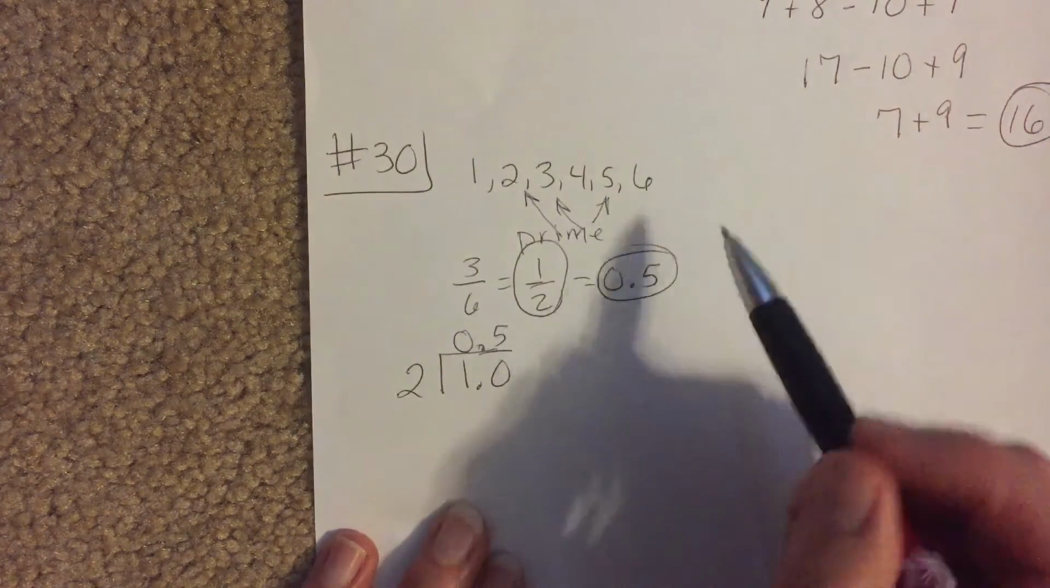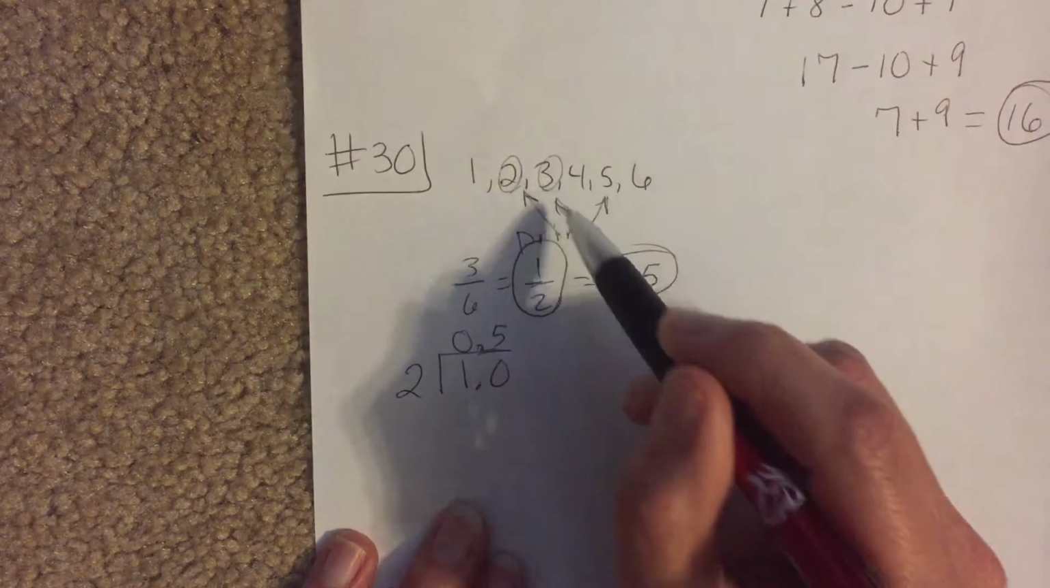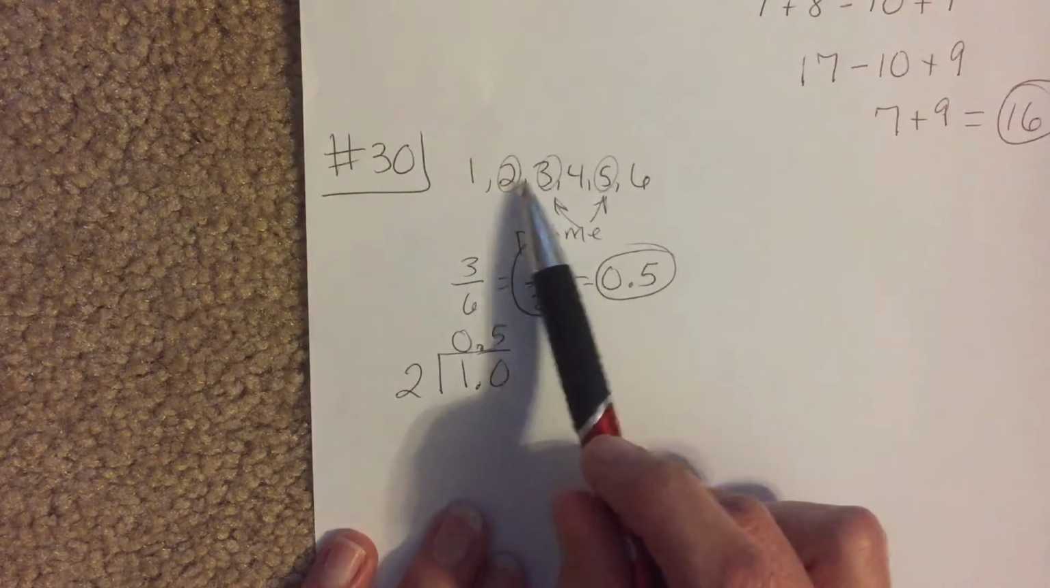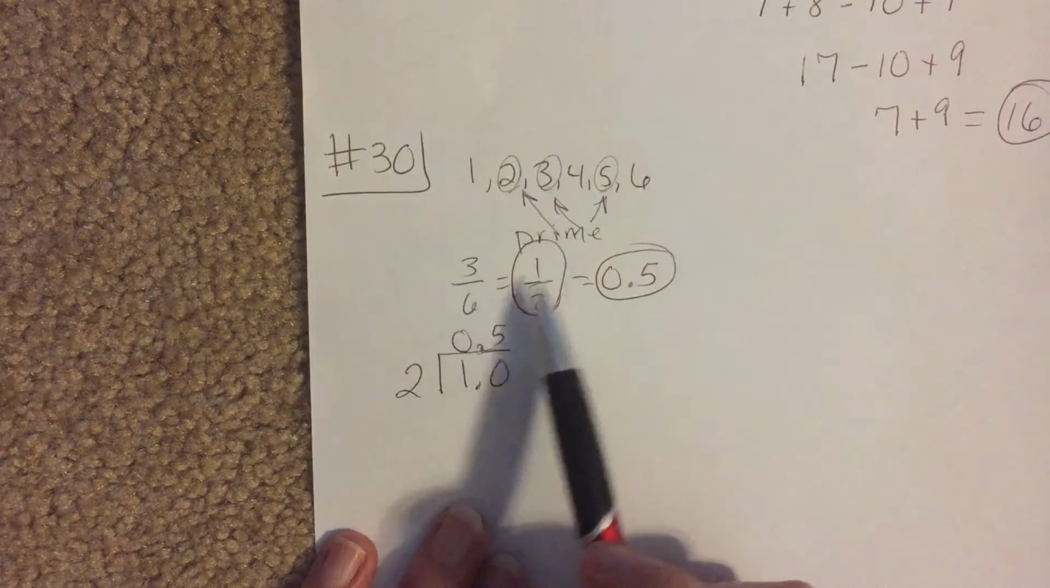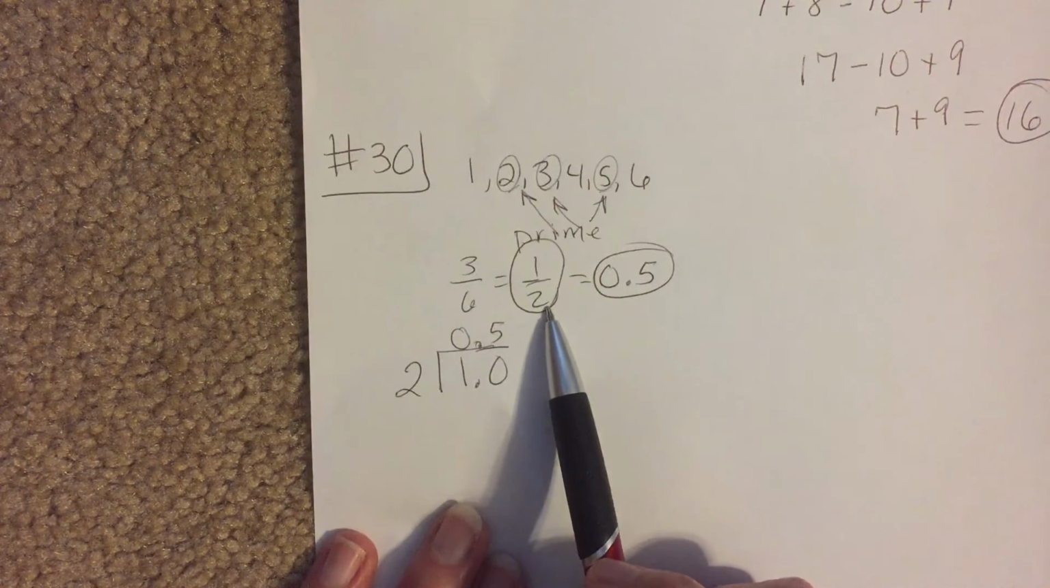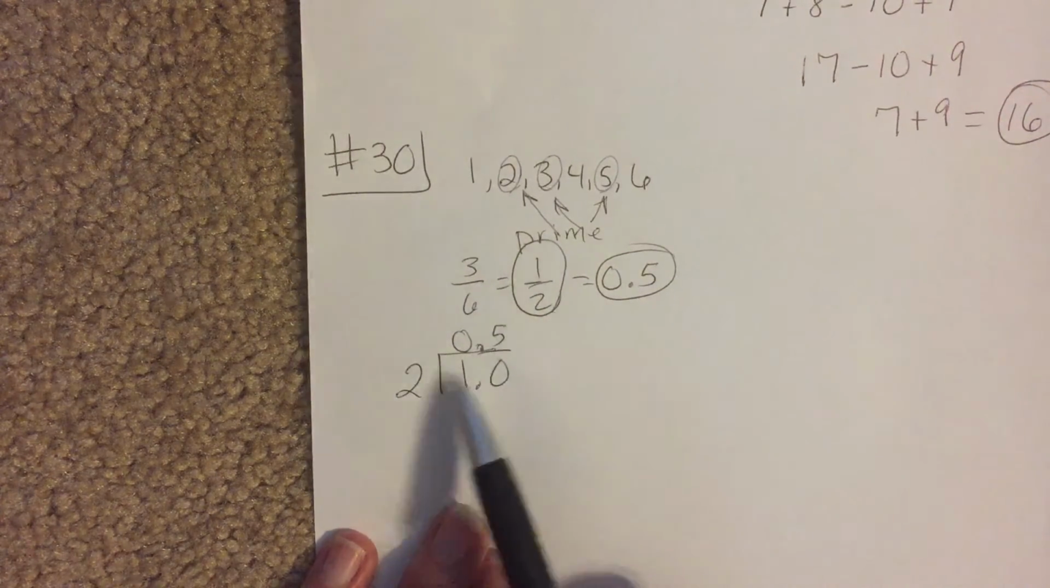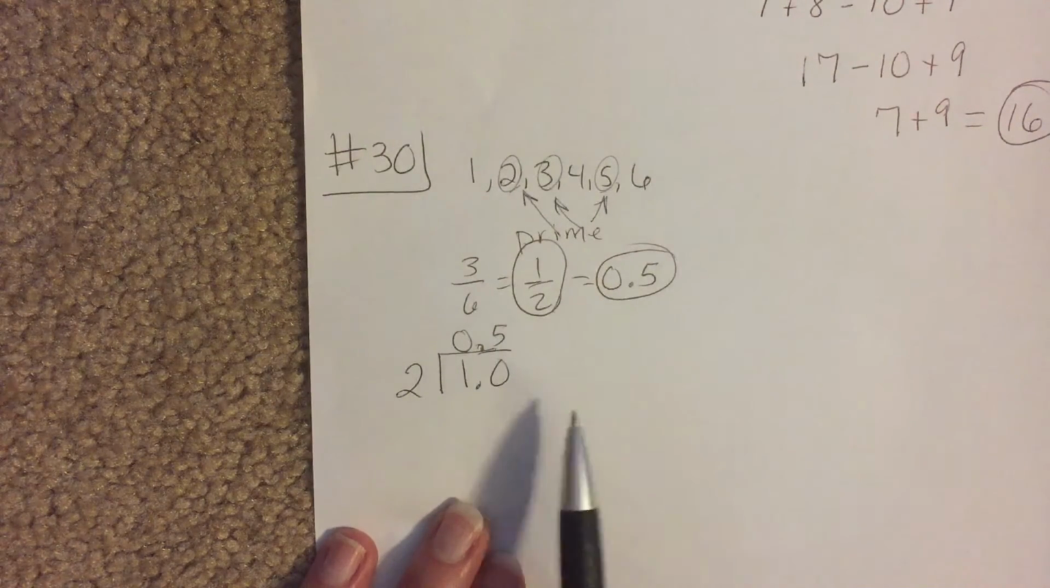And then I said which ones were prime. Well, 2 is prime, 3 is prime, 5 is prime. So that was 3 numbers out of a 6 total. 3 out of 6 reduces to 1/2. 1/2 as a decimal. 1 divided by 2 is 0.5.